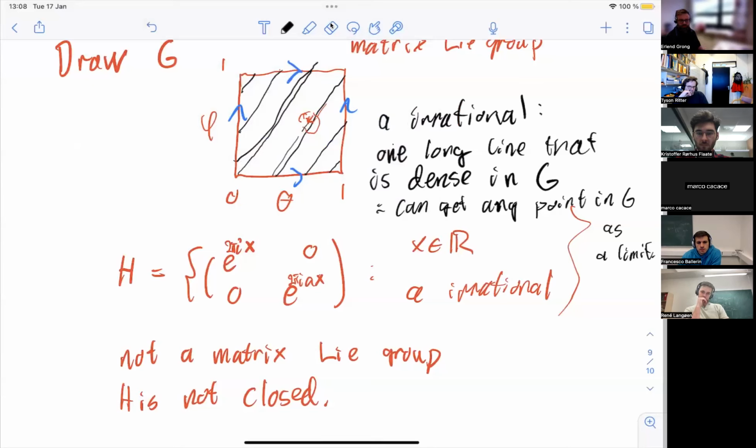So this group H is essentially R, but if you use the open and closed sets that come from the ambient matrix space, then points that should be very far away suddenly become very close. And this is not very good when we're dealing with this. And this is what we're trying to avoid when looking at matrix groups.